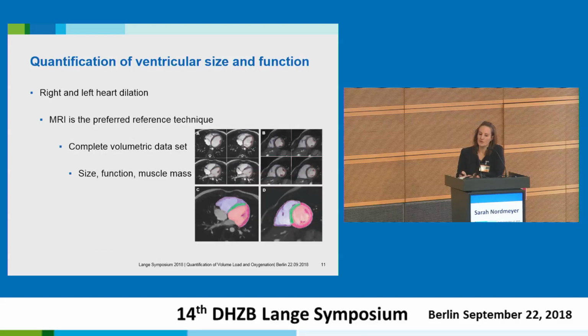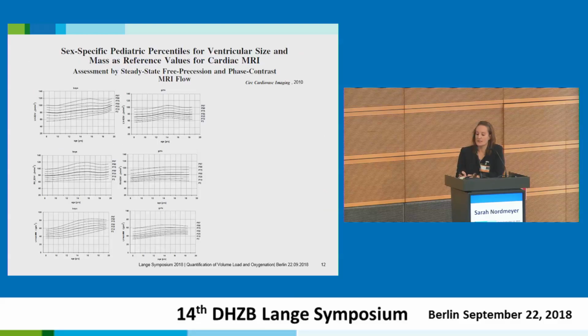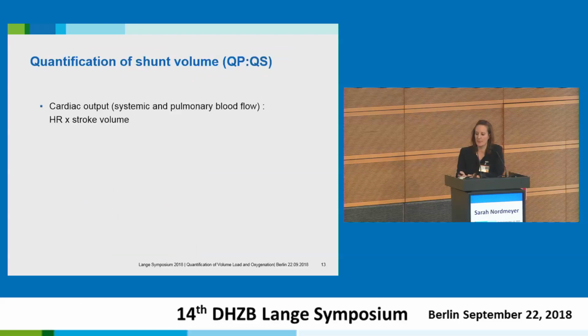So for quantification of ventricular size and function, we actually have MRI as the preferred reference technique. We have the complete volumetric data set and can quantify size, function, and muscle mass of the right and left ventricle. Since 2010, we have the sex-specific pediatric percentiles for ventricular size and mass, which we use as reference values. So we have those values for boys and girls between the age of 8 and almost 20 years.